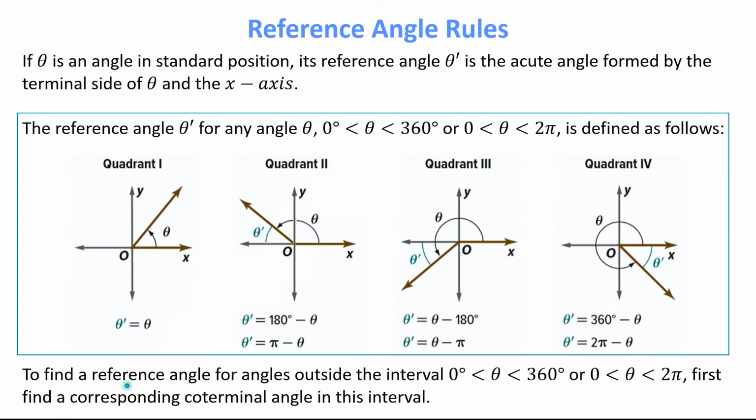So to find a reference angle for angles outside the interval, where theta is between 0 and 360 degrees, or of course between 0 and 2 pi radians, what we need to do is first find the corresponding coterminal angle in this interval, and then consider the reference angle rules. So now we'll move on to a few examples.